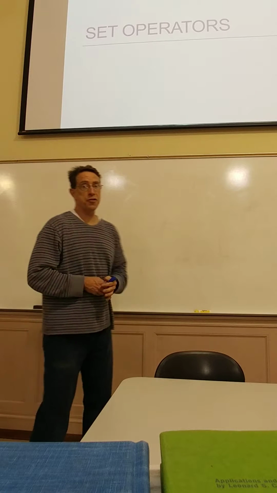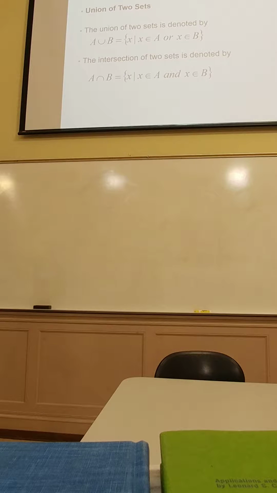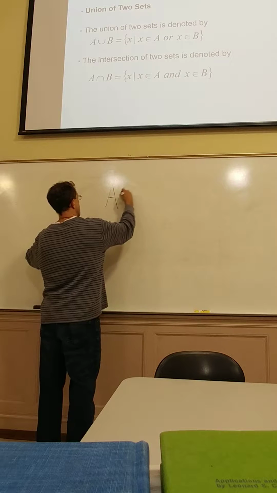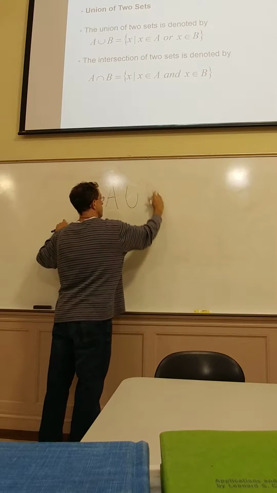The third unit in the sets unit is on set operators, mostly union and intersection. So, first thing we want to define is what is the union of two sets and what is the intersection of two sets. The union, which is symbolized by ∪, reads as A union B.